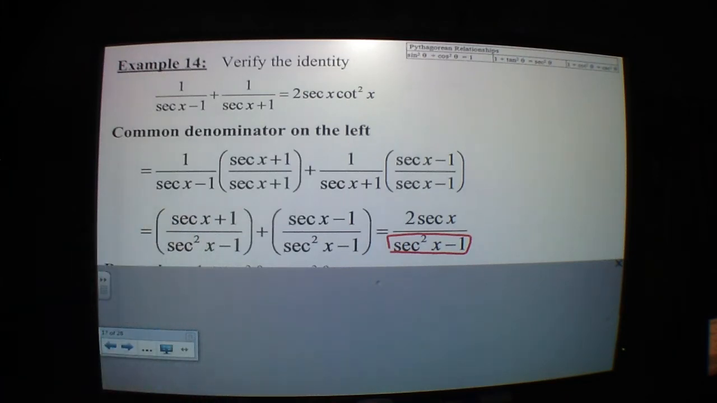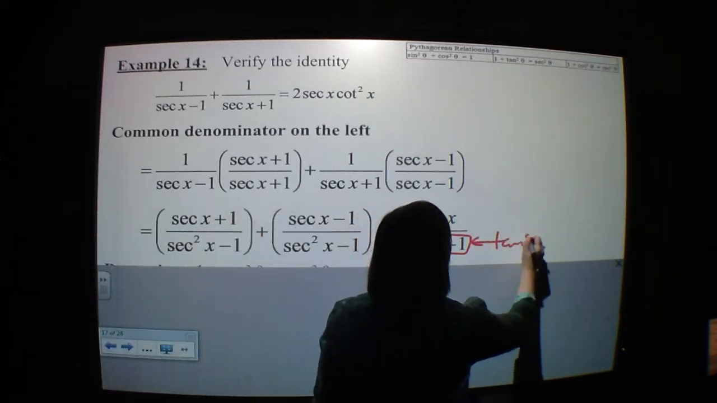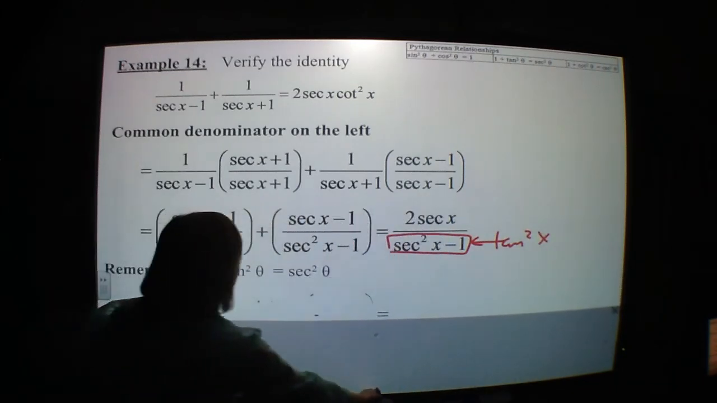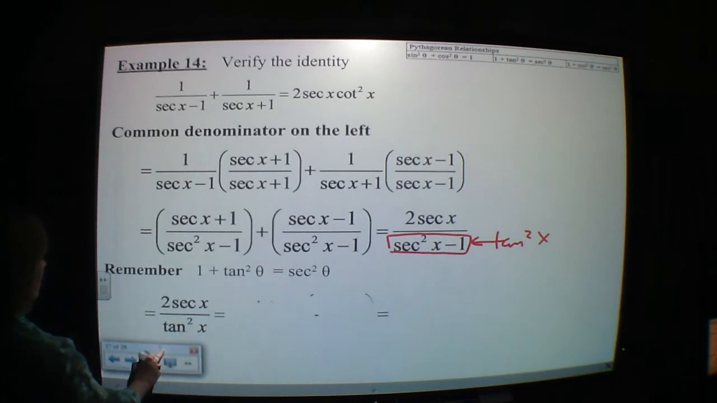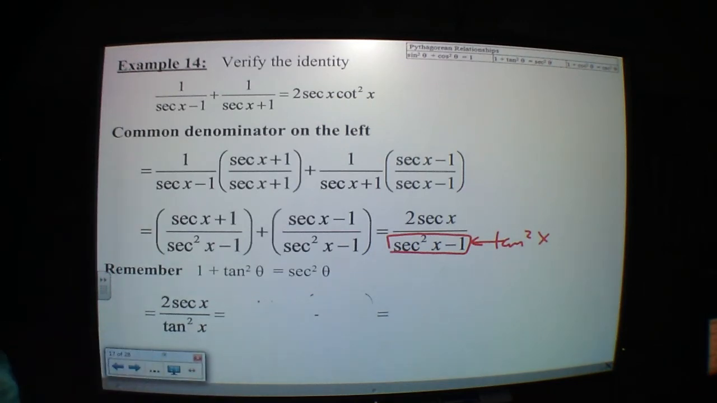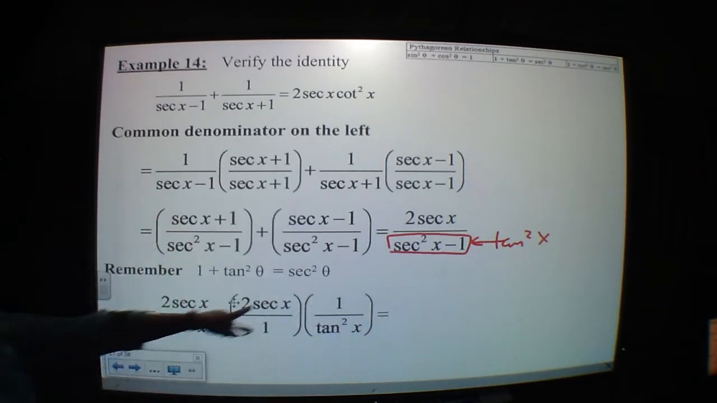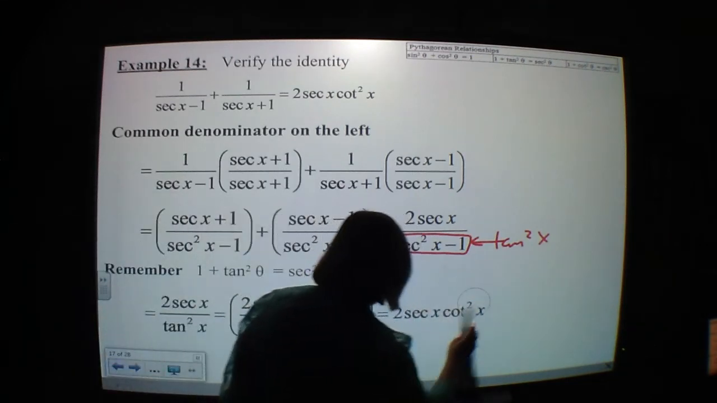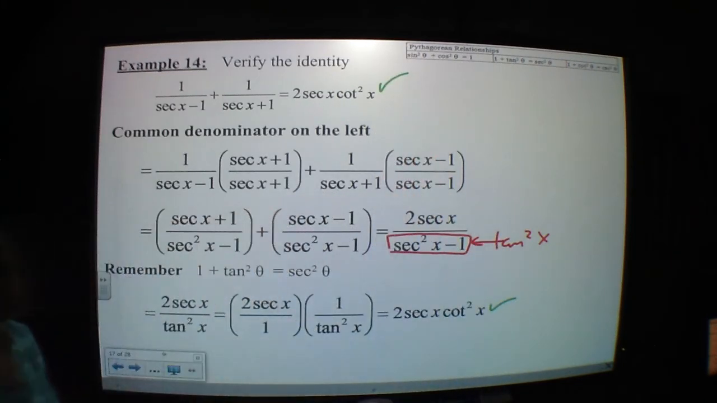Look at your identities. Secant squared minus 1. I hope you know that that's tangent squared. That's what I just said here. Okay? And if you want to write it differently, I could write it like that, because then you'll easily see that that's cotangent squared, which is what I have for my identity. Okay?